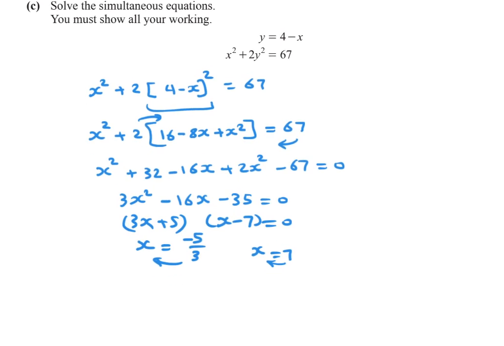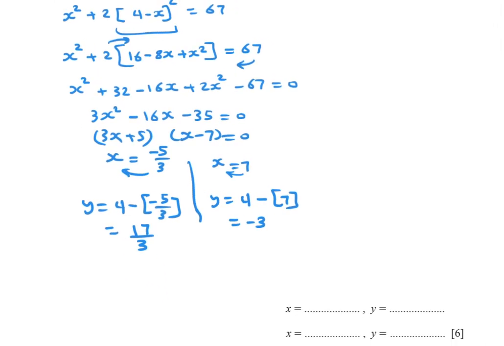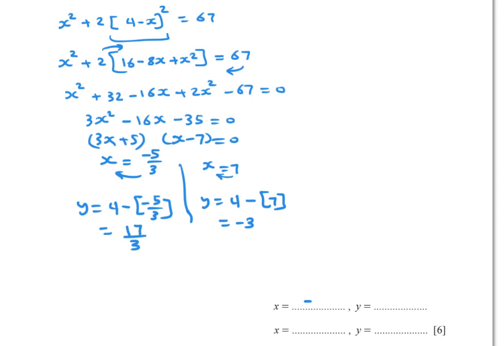Now for each value for x we need to find y. So y equals 4 minus negative 5 over 3 equals 17 over 3. And if x equals 7, y equals 4 minus 7 equals negative 3. So the two solutions: negative 5 over 3 and 17 over 3. The other solution 7 and negative 3.